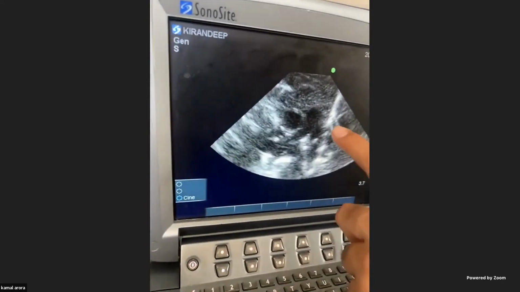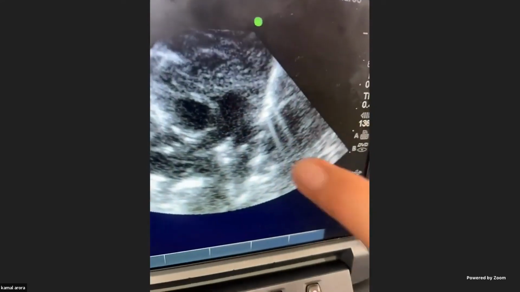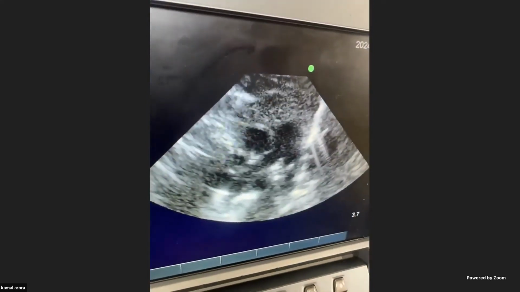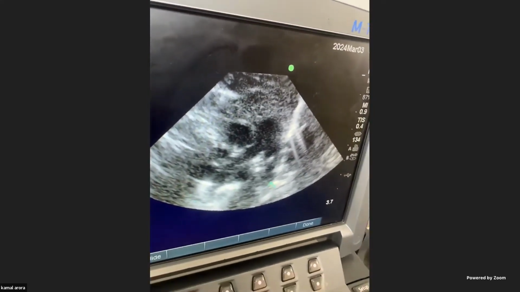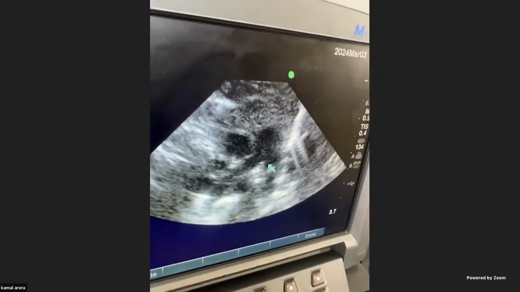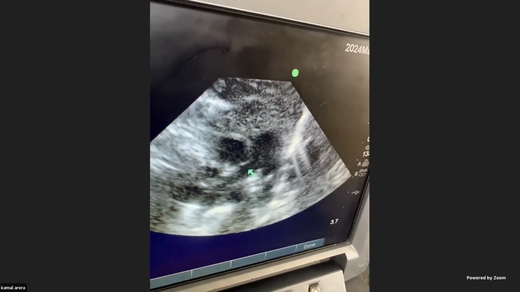I think we can also appreciate the three-leg stool appearance: the PDA, the LPA, and the RPA. Can everybody make it like this? So this is the three-leg stool appearance. This is the PDA, this is the LPA, and this is the RPA. Somewhat you can make it from here.